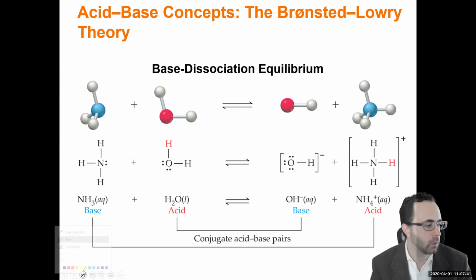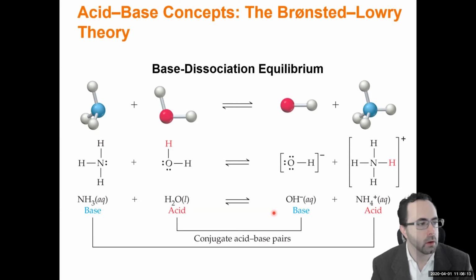From 0 right here to +1. So when you gain an H+, your charge goes up by 1 unit. Don't forget that. And the water lost the H+, so now it only has one H and one O. It's hydroxide. This is the Lewis structure. And its charge has gone down by 1 unit because it has lost an H+. So it goes down from 0 down to -1. Okay.